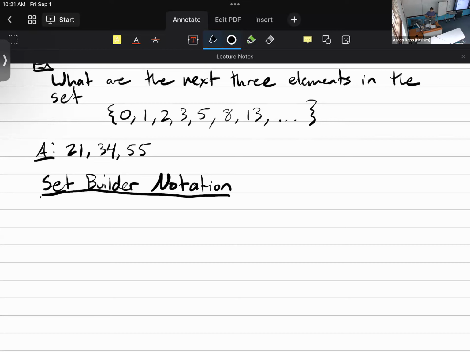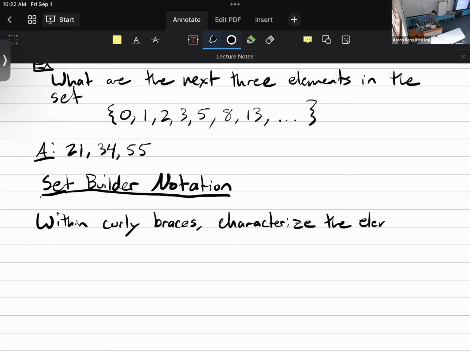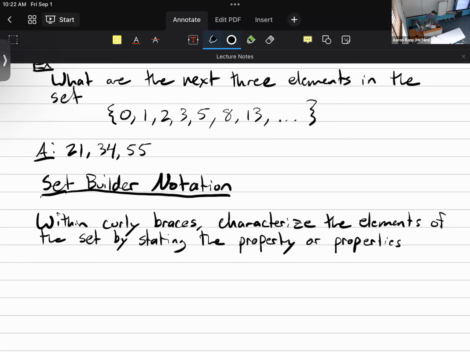The set builder notation. How this works is within curly braces, we're going to characterize the elements of the sets by stating the property or properties they must have to be numbers.